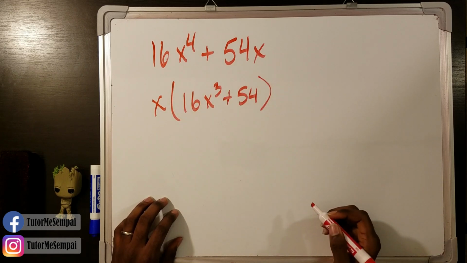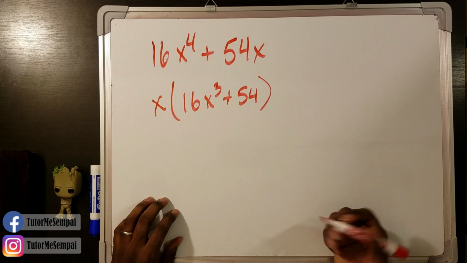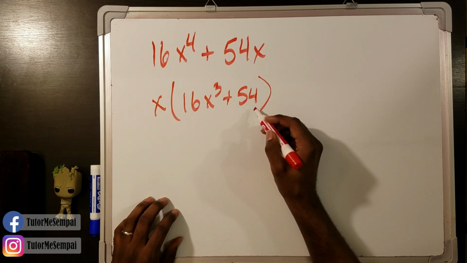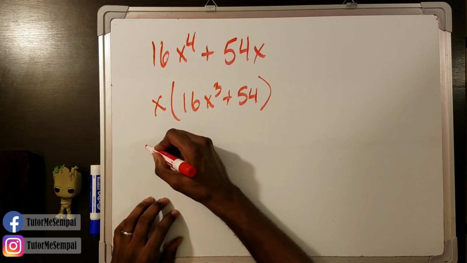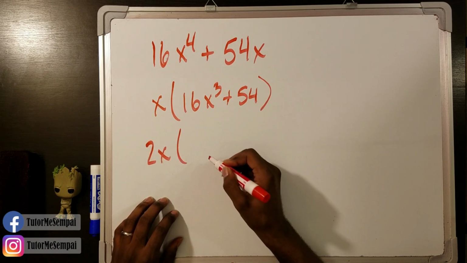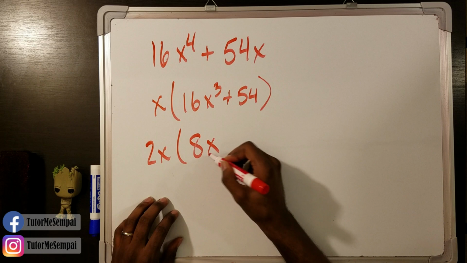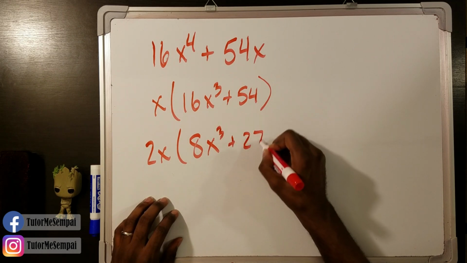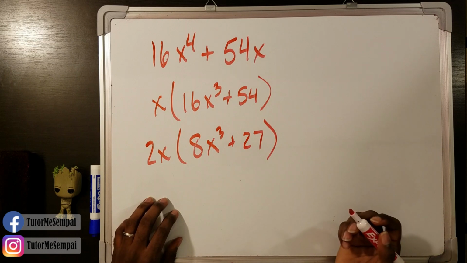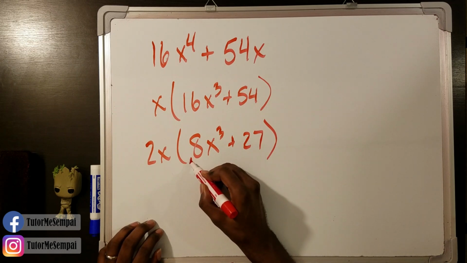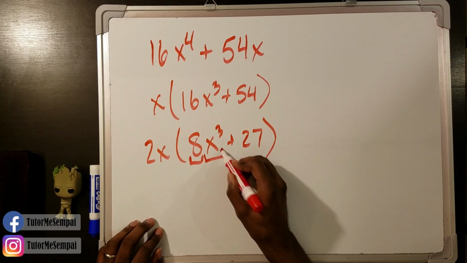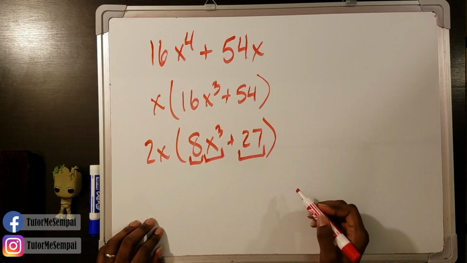But is that the only thing that's in common? No. We also have a 2 that can go into both of these, right? So we factor out a 2. So we get a 2x here, and this goes down to 8x cubed plus 27. And if you look at this now, this 8, that's a perfect cube. So is this x cubed. And so is this 27.